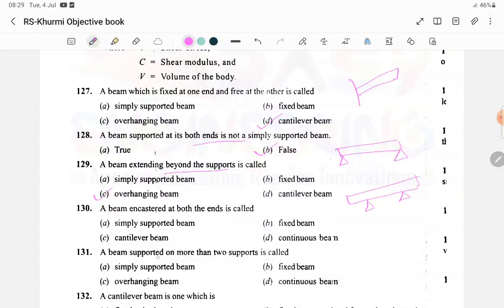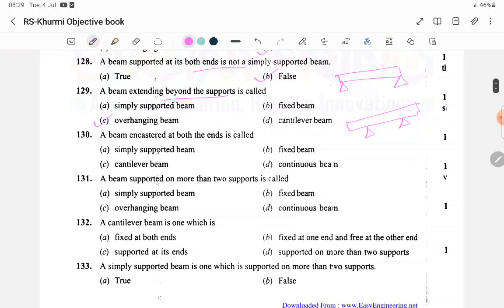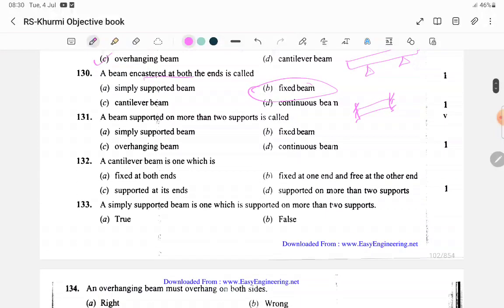A beam encastered at both ends is called, encastered means fixed, like this, welded, a fixed beam. A beam supported on more than two supports is known as a continuous beam. Meaning more than two supports is called a continuous beam.